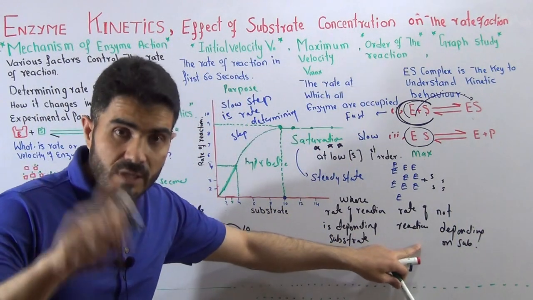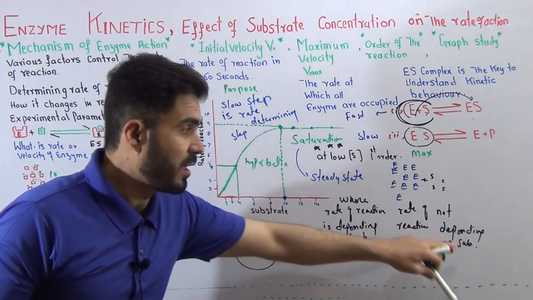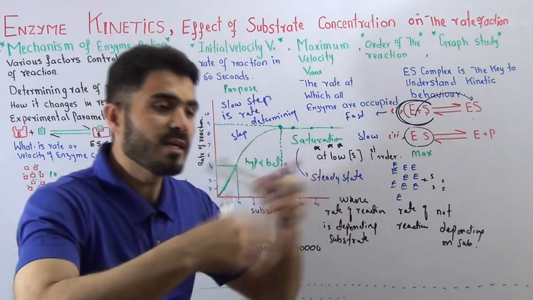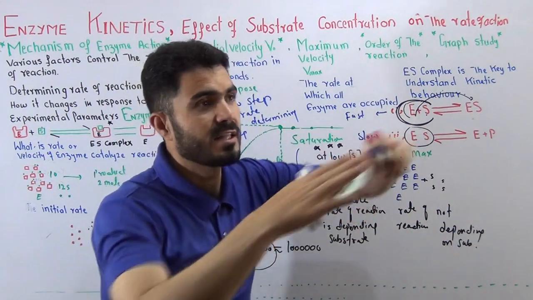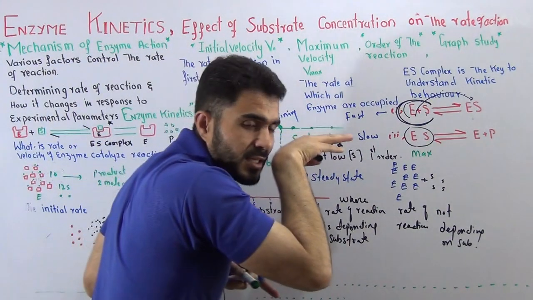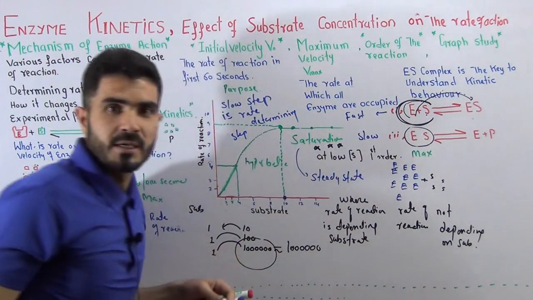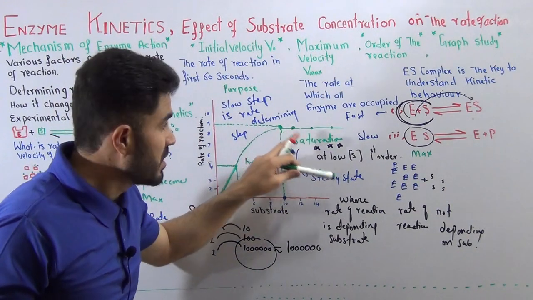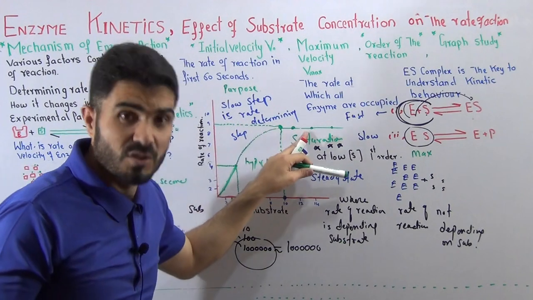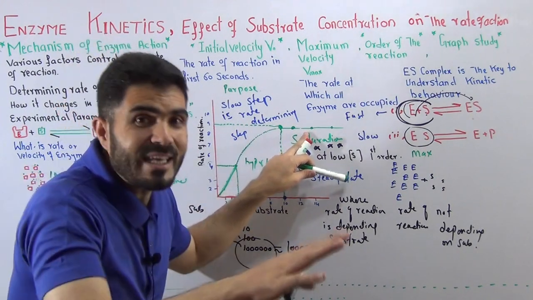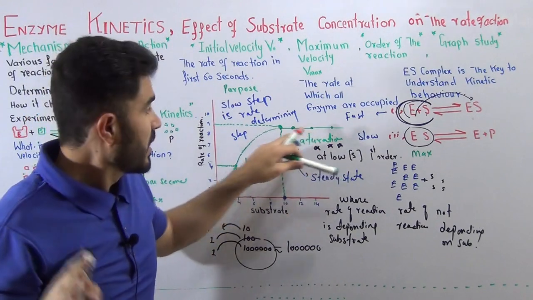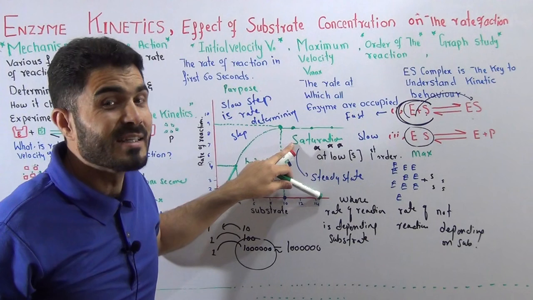Another scenario will come where the rate of reaction will not depend on the substrate. You are increasing the substrate, you are adding more and more substrate, but the reaction is not going up. The speed is constant. This stage is called saturation, my dear students, where all the enzymes are occupied by the substrate. This situation is also called steady state.